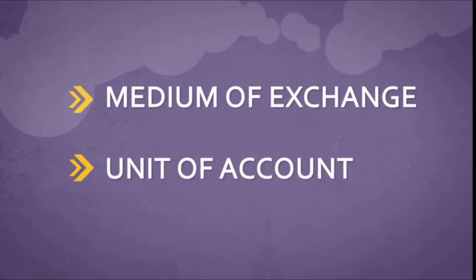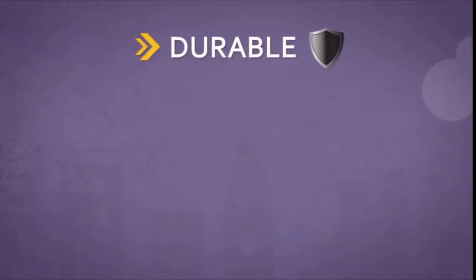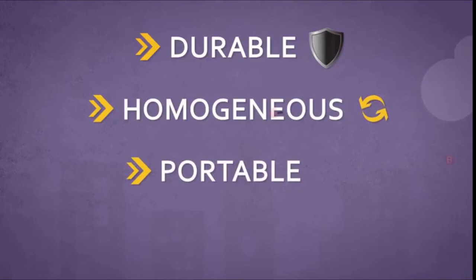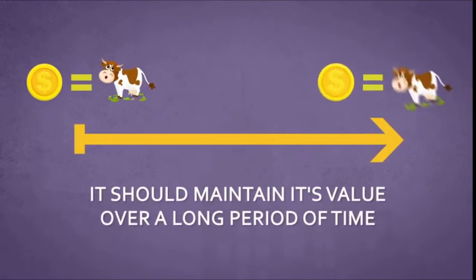Here are some characteristics of money that allow it to be used this way. It's durable, which means it should last a long time without breaking. It's homogeneous, which means that each unit should be identical. Portable, so that it's small enough that you can carry it with you. Divisible, so that you can make change. And importantly, it should maintain its value over a long period of time, so your savings would be worth the same even after many years.